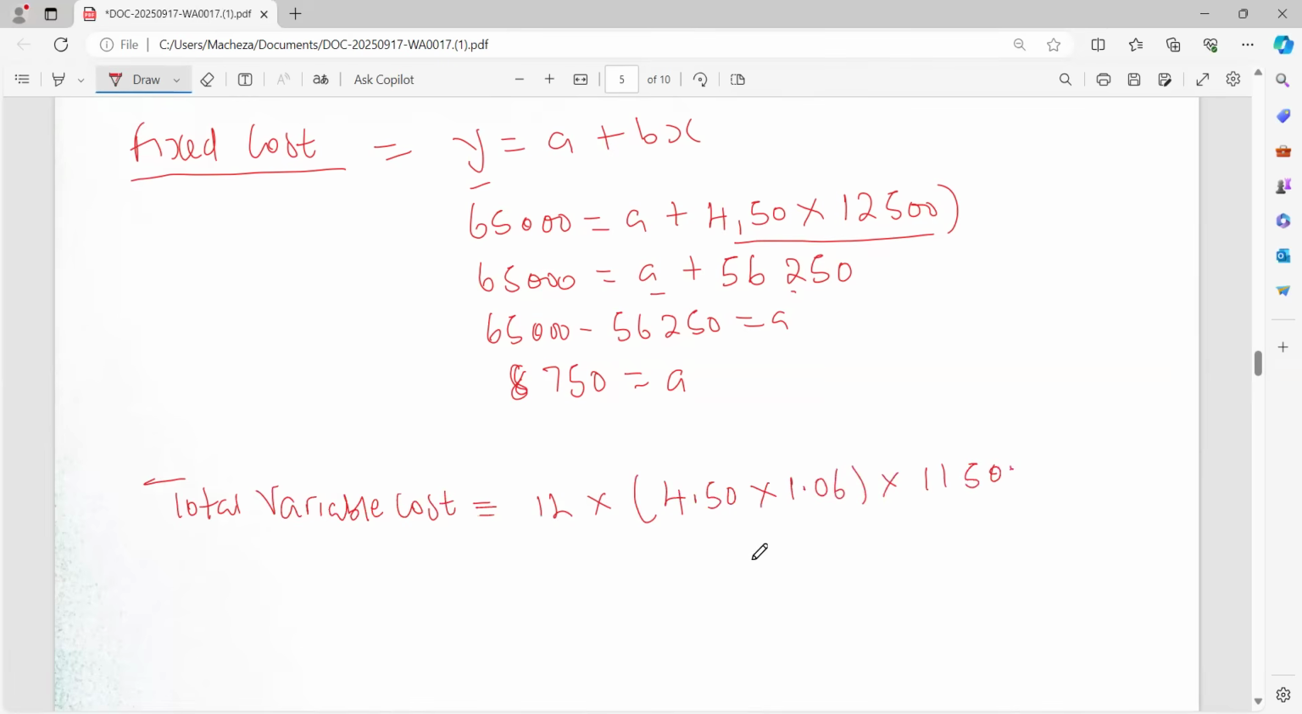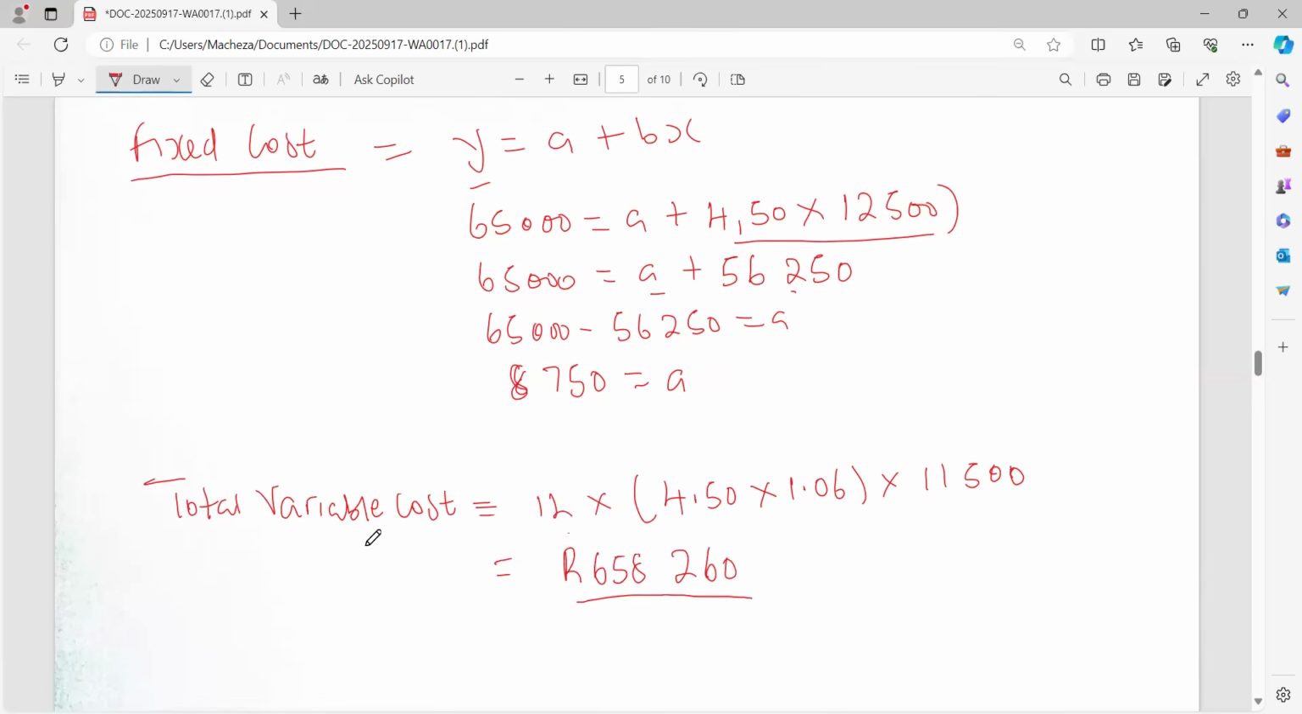It must be like this. This is the 6% increase, these are the kiloliters, and this is for the year. Let's look at how much we are going to have in terms of variable cost. It's 658,260. So this is going to be our variable cost.